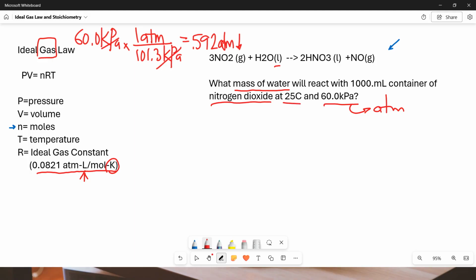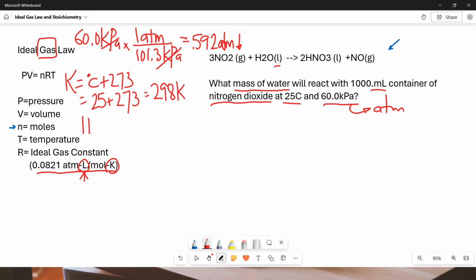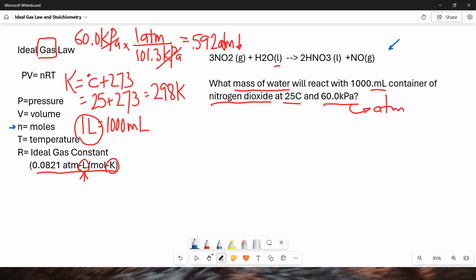So coming back to my problem, I have 25 degrees Celsius. Kelvin is going to equal Celsius plus 273. So we're going to take 25 plus 273, and our temperature for this problem is going to be 298 K. Last thing I'm going to show you, notice that our volume needs to be in liters, and in our problem set it is in milliliters. I think you know that 1 liter equals 1,000 milliliters, so our problem is going to use 1 liter. So let's go ahead and solve for the moles of the nitrogen dioxide.